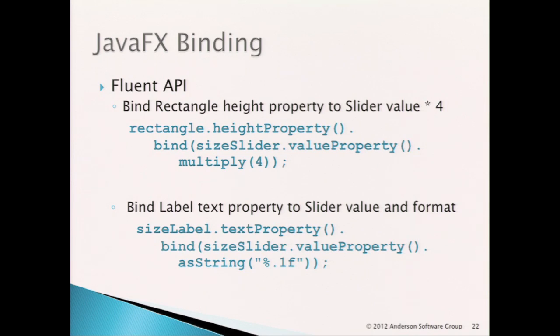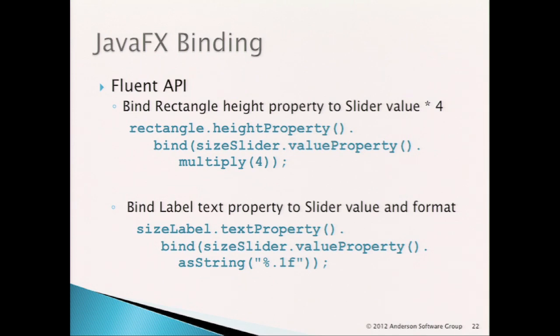And to do that, we'll call the Fluent API method asString, and we'll give it a formatting, .1f right there, so that label will be showing up with a number and 1 digit to the right of the decimal point. Again, one line of code to render and change that label as the slider is moving.